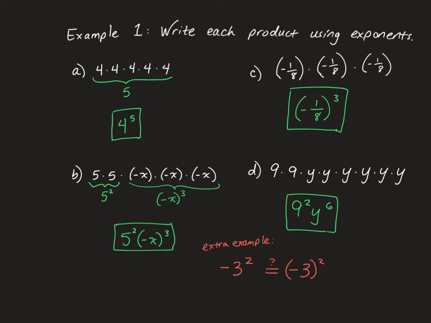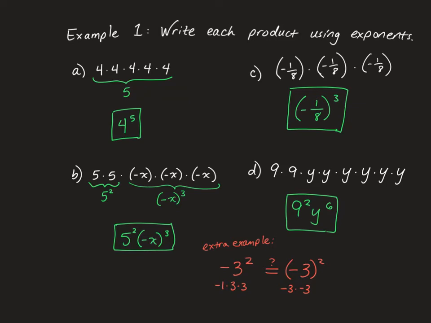So here I have an extra example, negative 3 without the parentheses squared and negative 3 with the parentheses squared. Are they equal to each other? Well, the first one is negative 1 times 3 times 3. And the second one is negative 3 times negative 3.